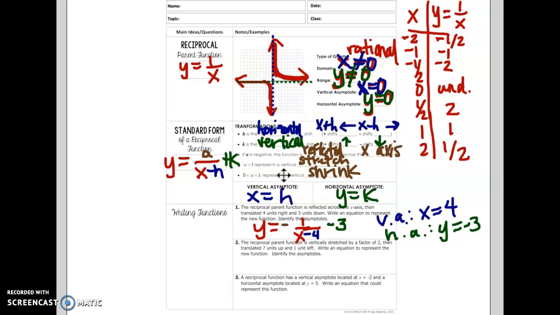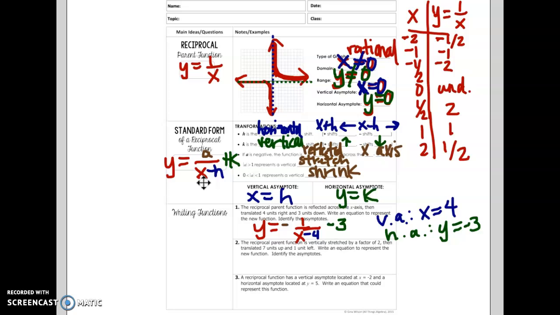Is it a stretch or a shrink? And then we want to go get some of those key points on the graph. So, okay, what we're going to do first of all is talk about how we find the vertical asymptote and the horizontal asymptote for a reciprocal function. That means a reciprocal function looks just like this, okay? So all we have is x in one place in the denominator, and that's it.